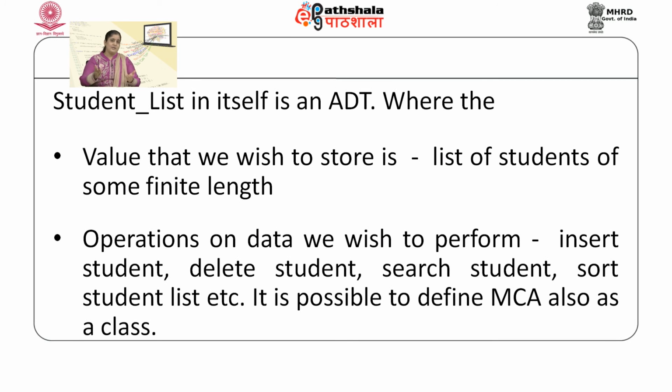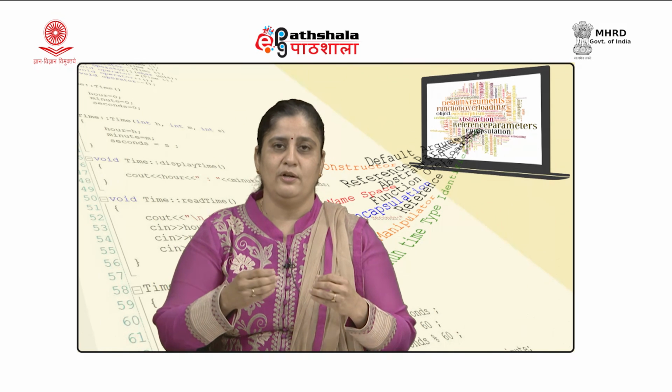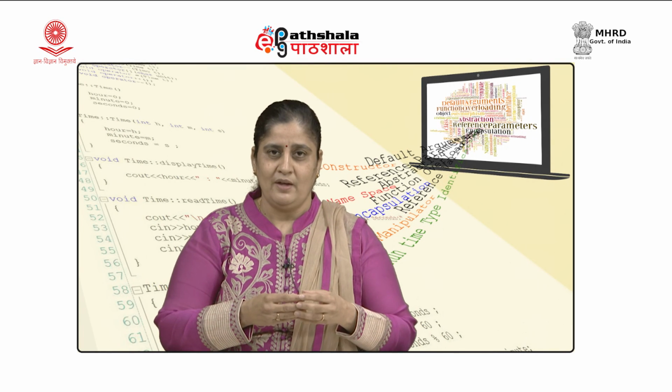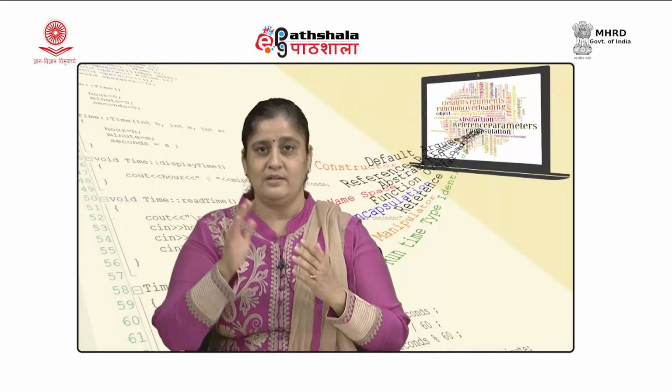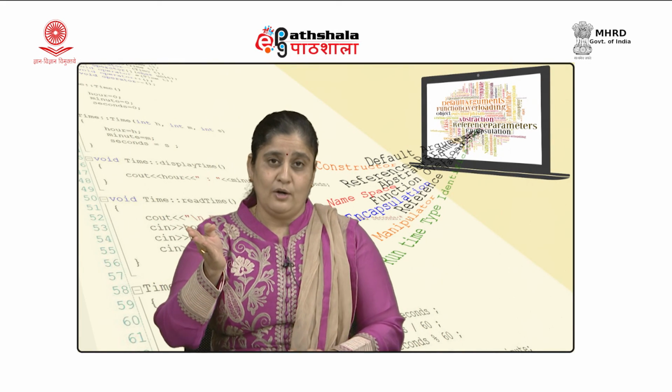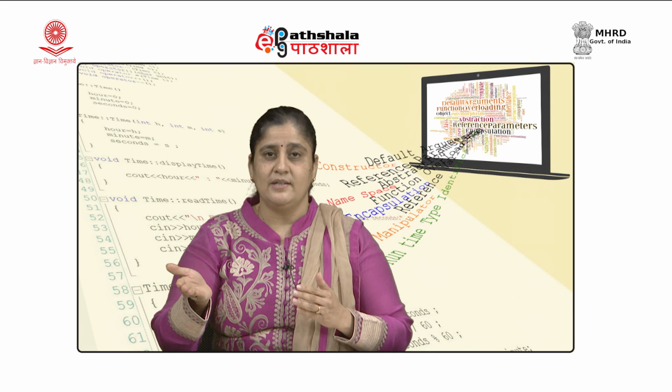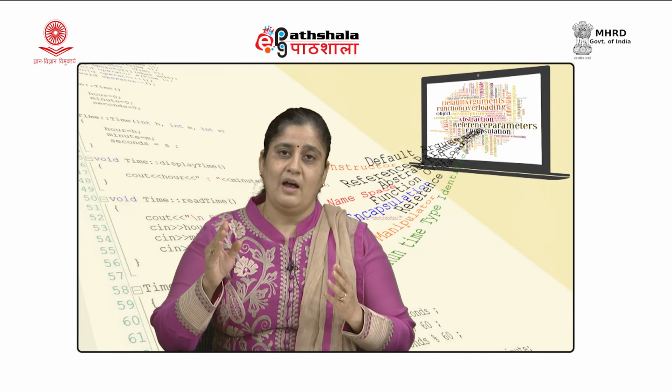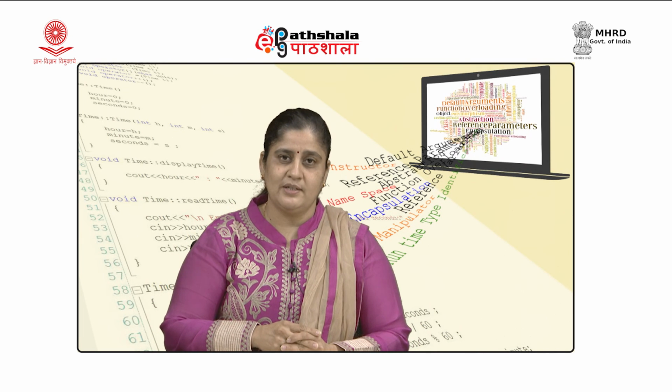We may be interested, for example, in a class MCA where we have some 30, 50, 100 students. It makes sense that we have a data type like student list, and then we define an object of that data type. So, let us try to now integrate these things: we define a student class, and with the help of this student class, let us define another data type called student list. So, what would be the data members of student list?